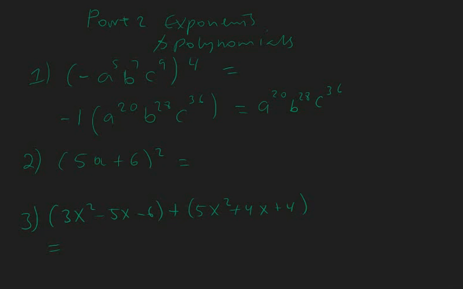In this video, I will also cover more exponent and polynomial. Let's say you have a parenthesis, open parenthesis, and then you have minus a raised power to the 5, b raised power to the 7, and then c raised power to the 9, close it, and then multiply by the power of 4. So as you know, any variable without a coefficient has a coefficient of 1. Here the coefficient will be 1.